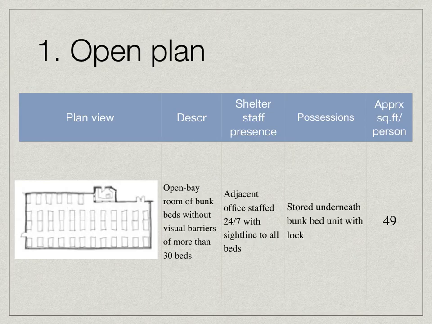So here's the open plan. There's a plan view on the left, and this style is typified by an open bay, a large room with bunk beds, usually of 30 beds or more. About 49 square feet is allotted per person, if you consider 3 feet in front of each bed.